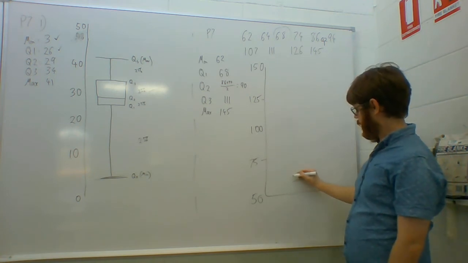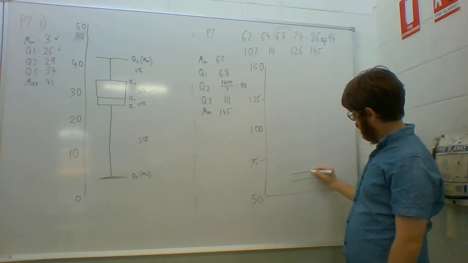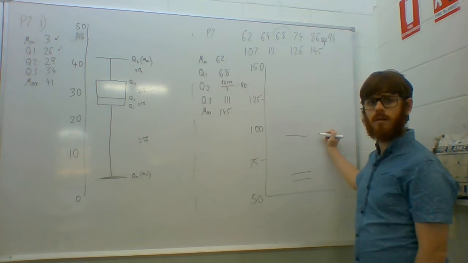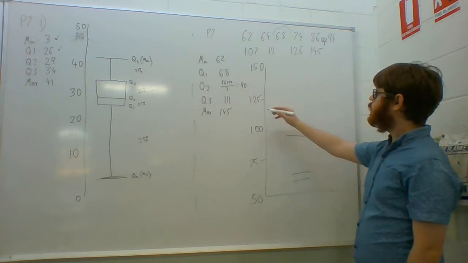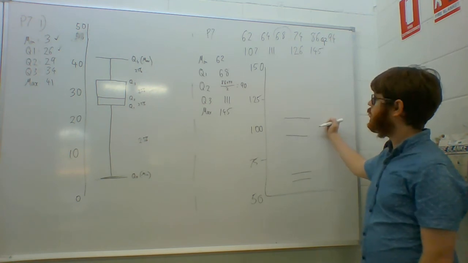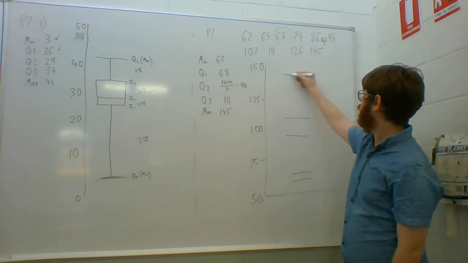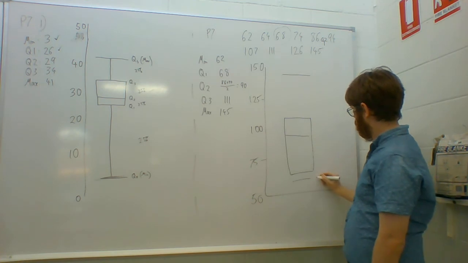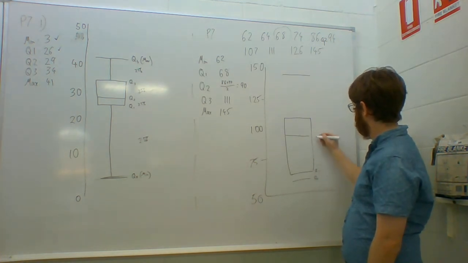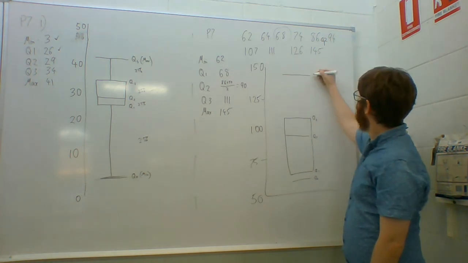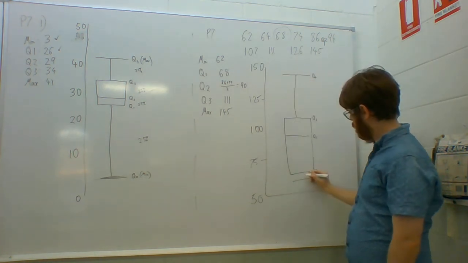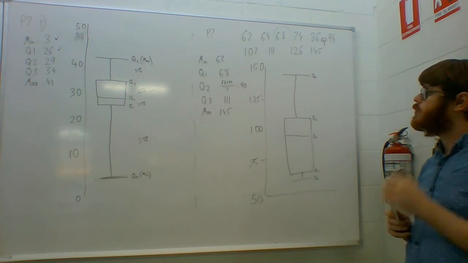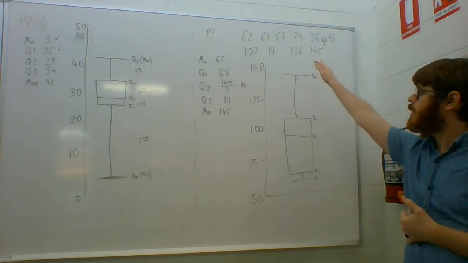Our Q1 is going to be 68. It's going to be right there. Our Q2 is 90, so that's going to be around about there. My lines are not straight at all. 111 is our Q3-ish. And then our max is 145. So here we have our box. This is Q0. Q1, Q2, Q3, Q4. Okay. So then we have a relatively hastily drawn box plot of this data up here.